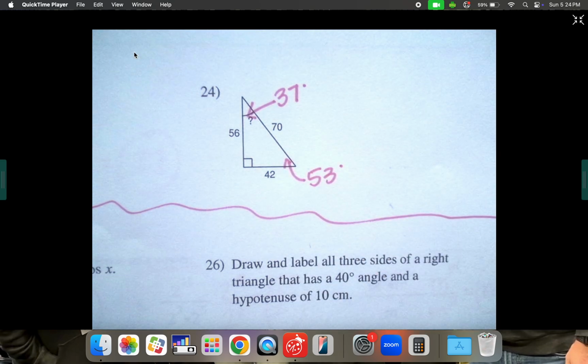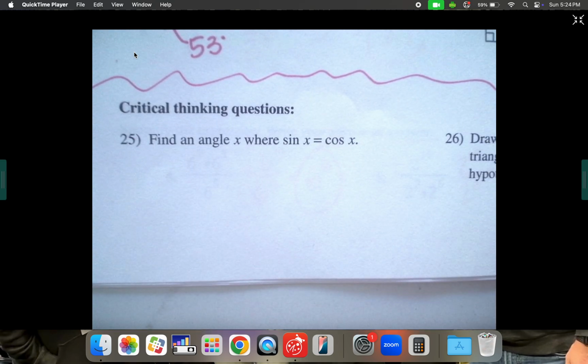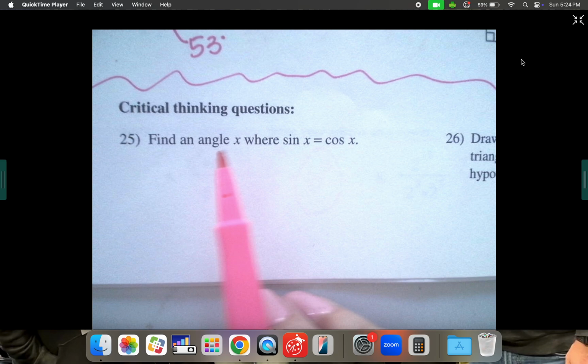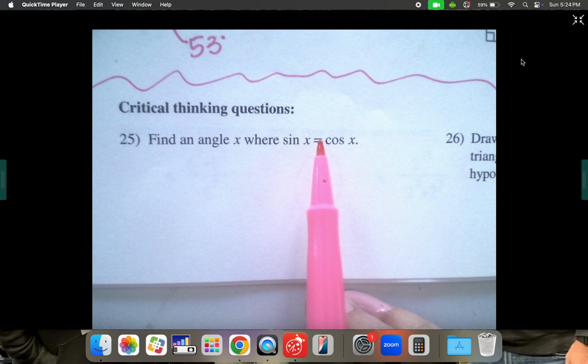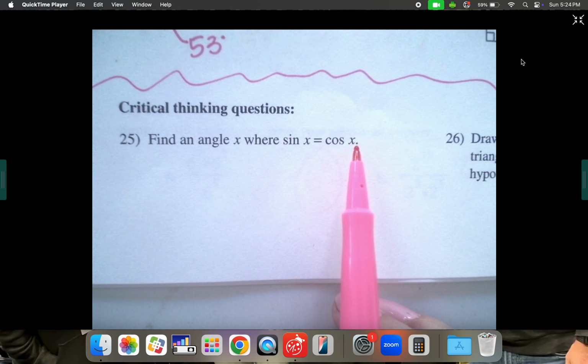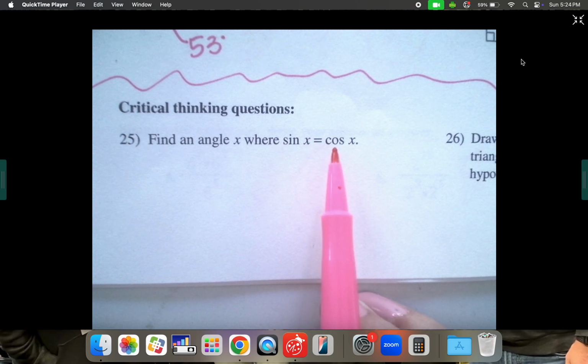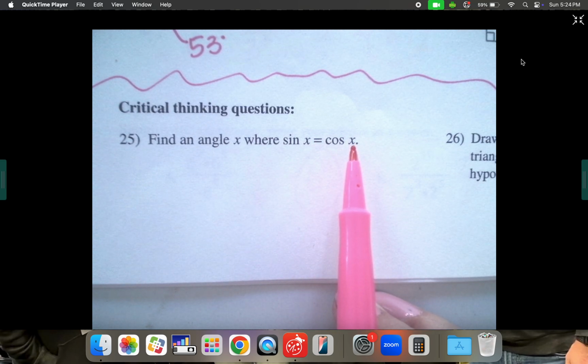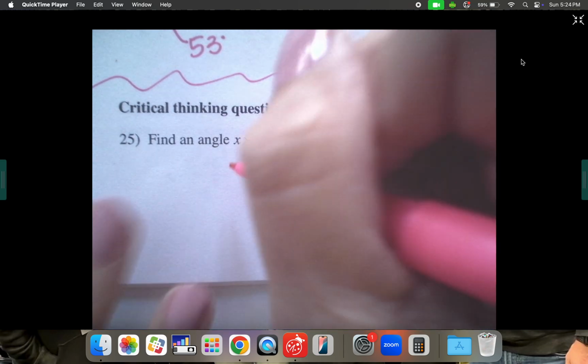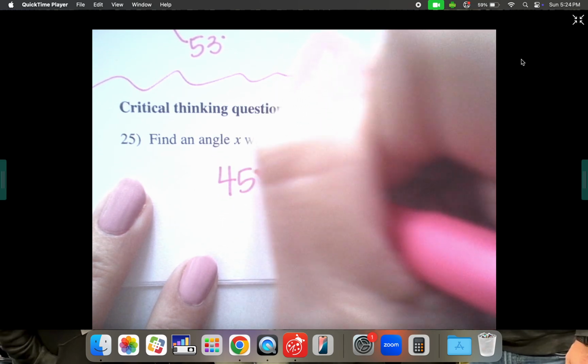Those are the same. Okay, for the critical thinking, this is actually not that critical of thinking. It says find an angle x where sine x equals the cosine x. So what's the only time that the sine of whatever x is would also equal the cosine? The only time they equal each other is in a 45, 45, 90. So that would mean x would have to be 45 degrees.